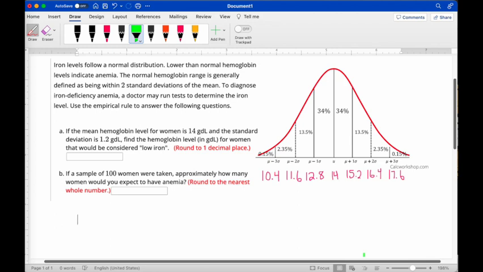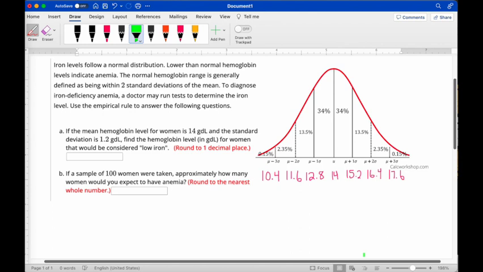Iron levels follow a normal distribution. Lower than normal hemoglobin levels indicate anemia. The normal hemoglobin range is generally defined as being within 2 standard deviations of the mean. To diagnose iron deficiency anemia, a doctor may run some tests to determine the iron level.